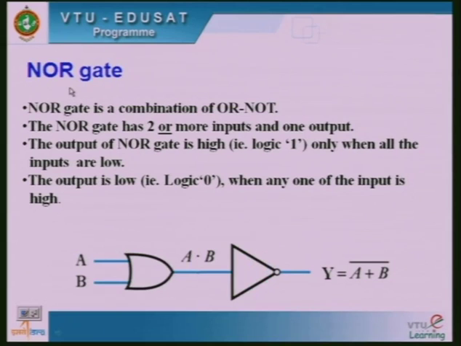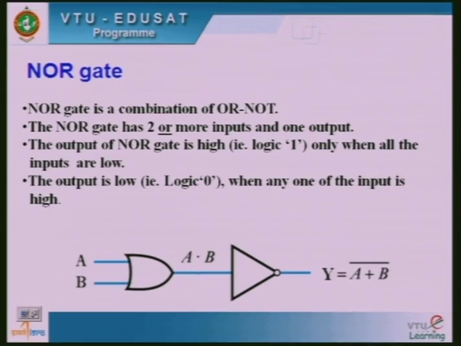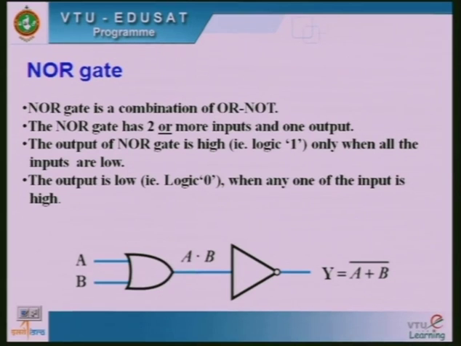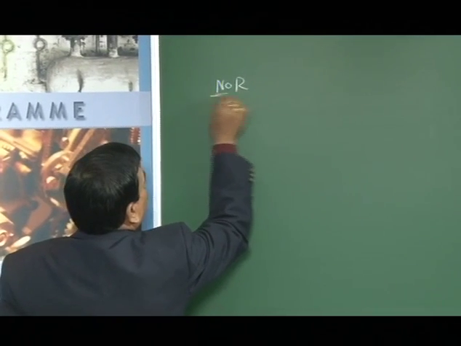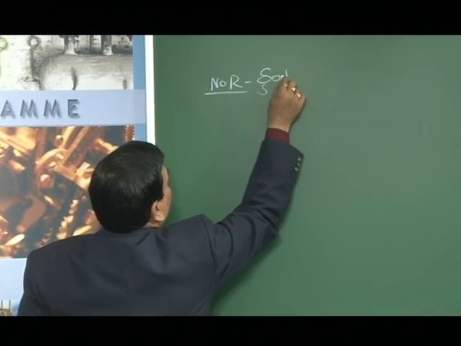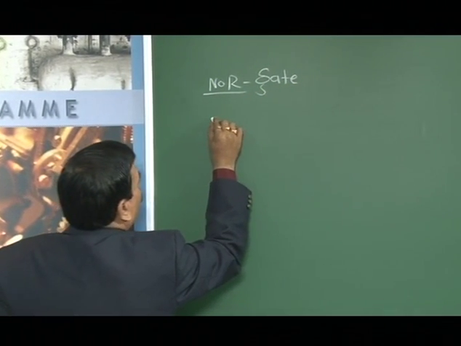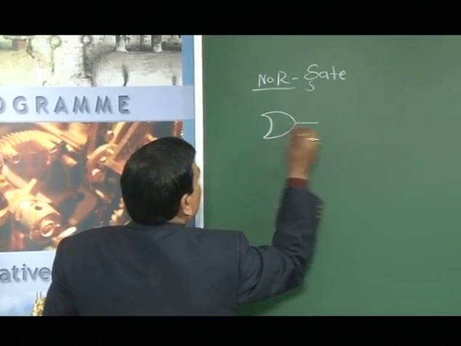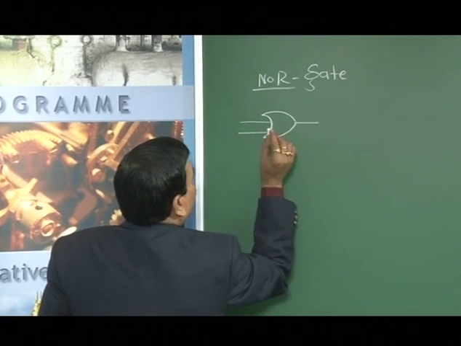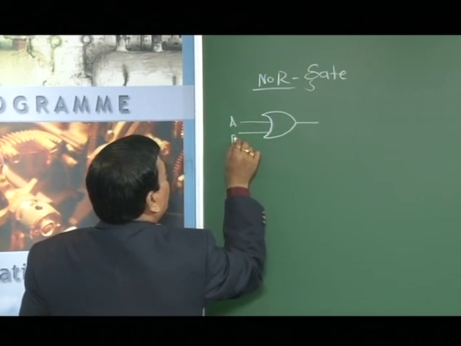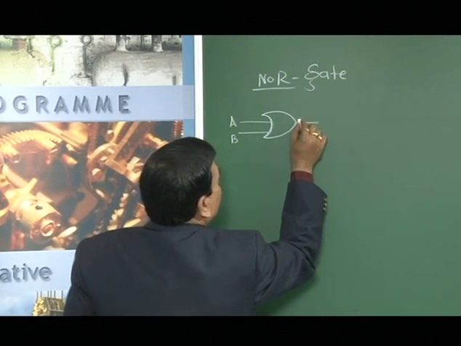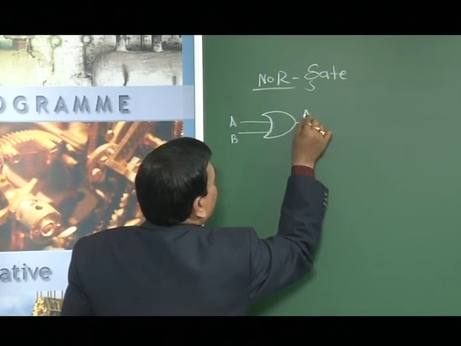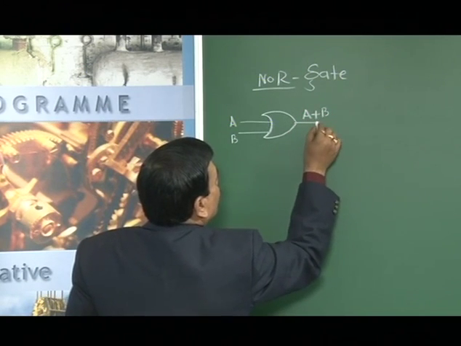Next is the NOR gate. Usually we say the NOR gate is a combination of 2 gates, the OR gate followed by the NOT gate. If we write the NOR gate, first we execute the operation of the OR gate. So the OR gate can be written like this: this is variable 1 and this is variable 2. If A and B are the variables, then at the output of this we can write A plus B.